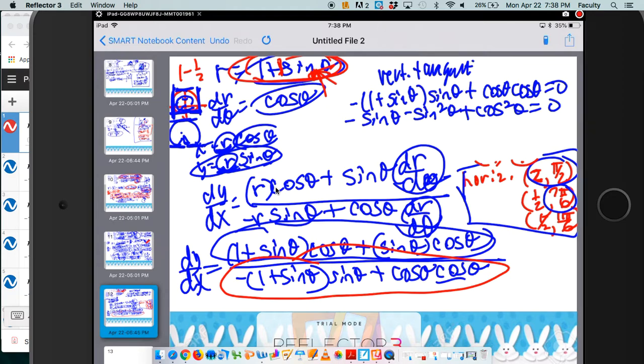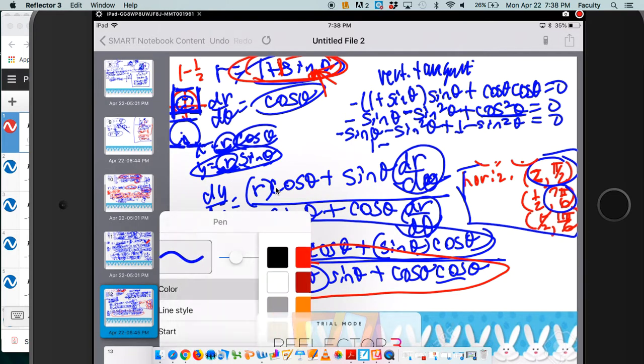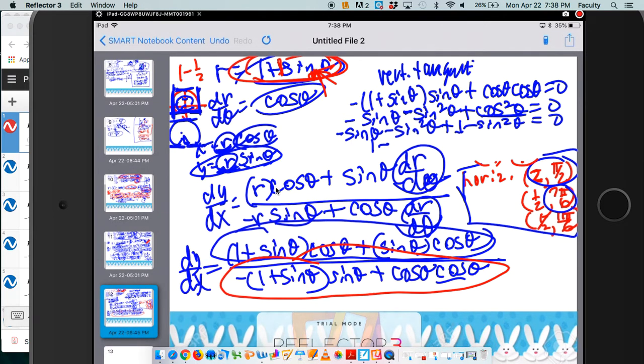That's not sine squared plus cosine squared. Since this is negative, I'm going to get it all in terms of sine. So I get negative sine theta minus sine squared theta plus cosine squared, which is 1 minus sine squared. So I get 1 minus sine theta minus 2 sine squared theta equals 0.